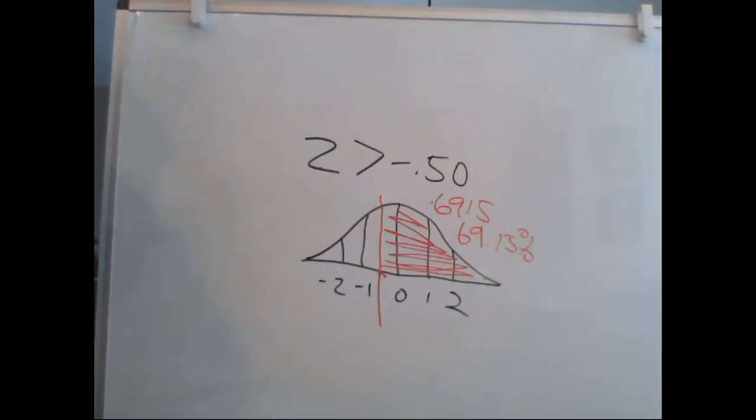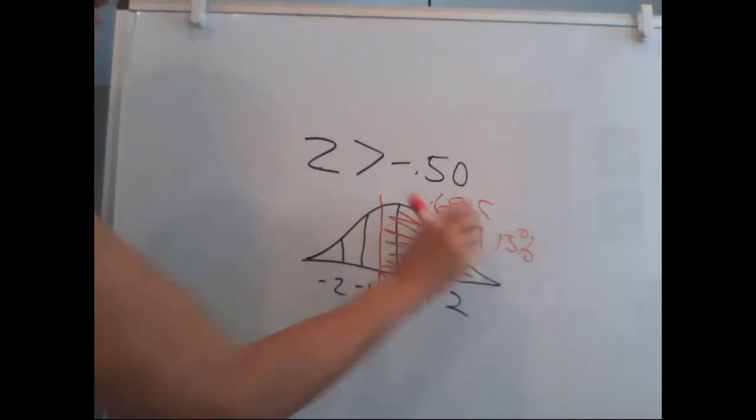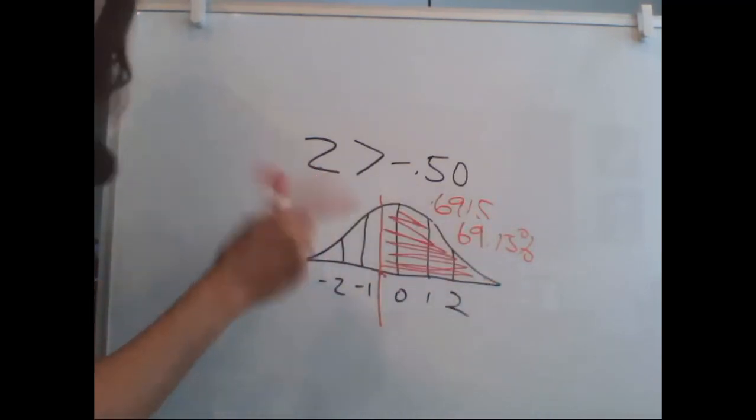So hopefully that gives you some good practice. In the next video, we're going to go backwards. I'm going to give you the proportion, and you're going to find the z-score. It's easy. You've got this.